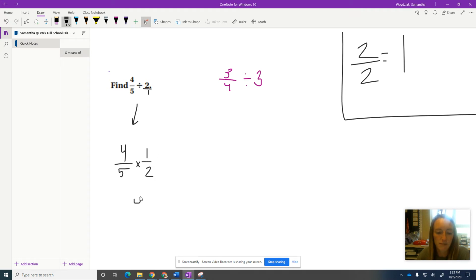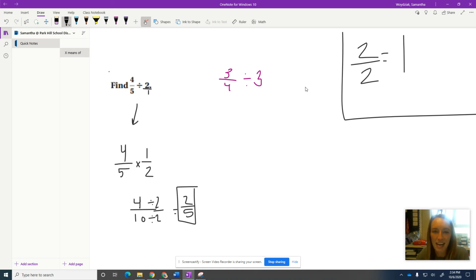4 times 1 is 4, 5 times 2 is 10, and I notice that that is not simplified because 2 goes into both of those numbers. So 4 divided by 2 and 10 divided by 2, so really we're dividing by 2 over 2. 4 divided by 2 is 2, and 10 divided by 2 is 5. So 4/5 divided by 2 is actually 2/5. So we were checking to see how many 2's go into 4/5, and that would be 2/5.